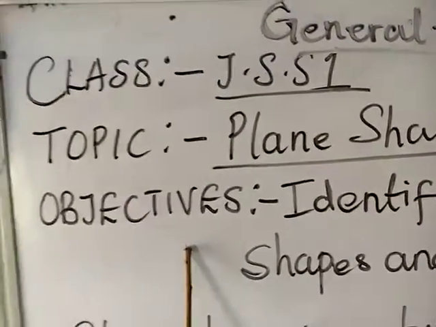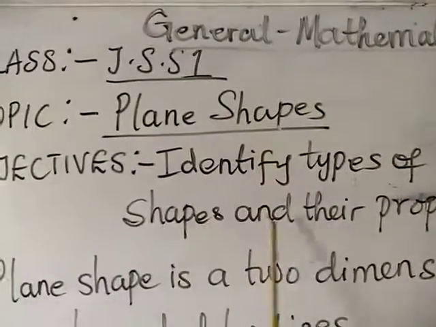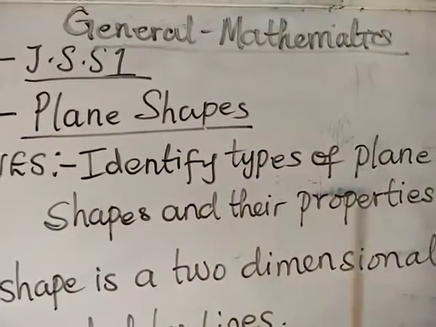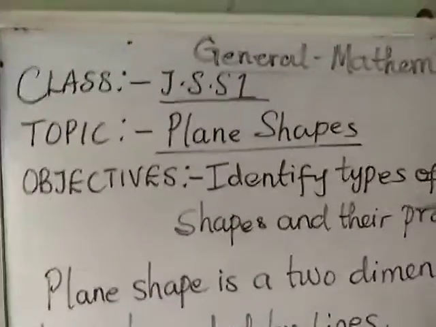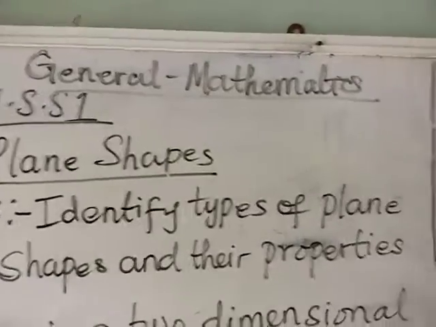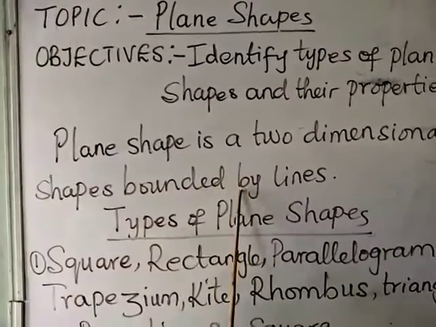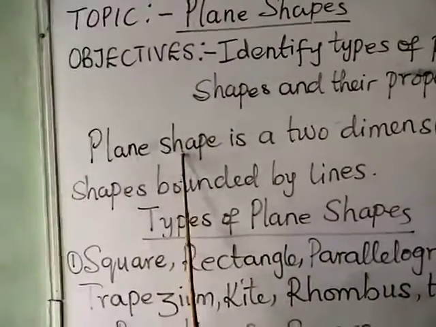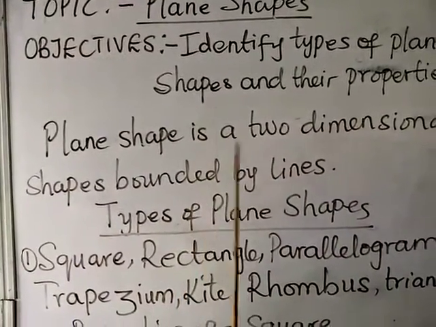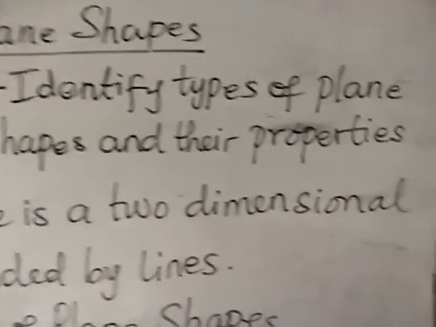And our objective for today will be to identify types of plane shapes and their properties. Now, when we talk about plane shape, what do we understand? How do we define a plane shape? We say plane shape is a two-dimensional shape bounded by lines, where 2 or 3 lines are joined together.